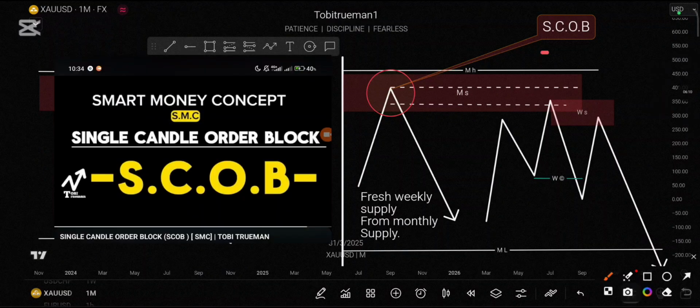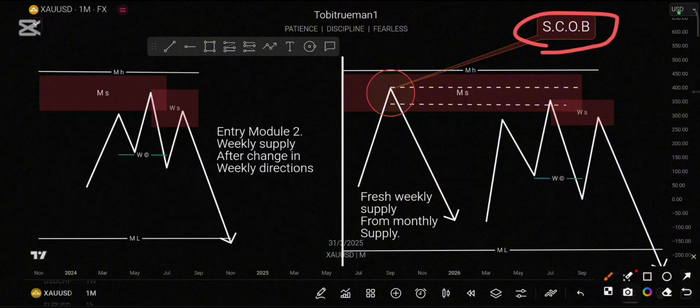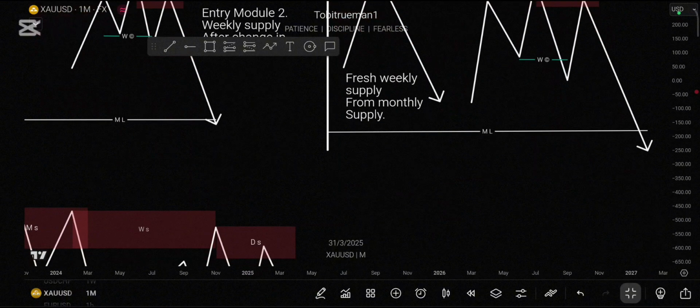I call it single candle order block. That's when we are doing our smart money concept. I will try to leave a link, or you check for it on my videos about this single candle order block. It's very easy to understand, so I will show them in more examples in subsequent videos.